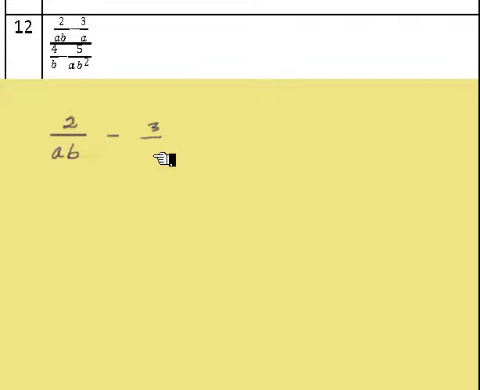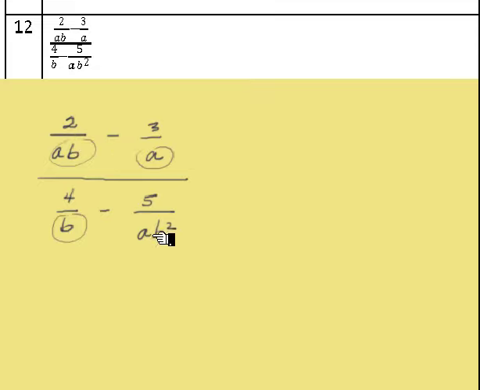Okay, number 12, we have another mixed quotient. Let me just rewrite it. So let's look at all these denominators: ab, a, b, ab squared. What's the common denominator? It has to contain a to the highest power, that would be a to the 1, and b to the highest power that it appears, that would be b squared. So ab squared is the common denominator, and we're going to multiply numerator and denominator by ab squared over 1.